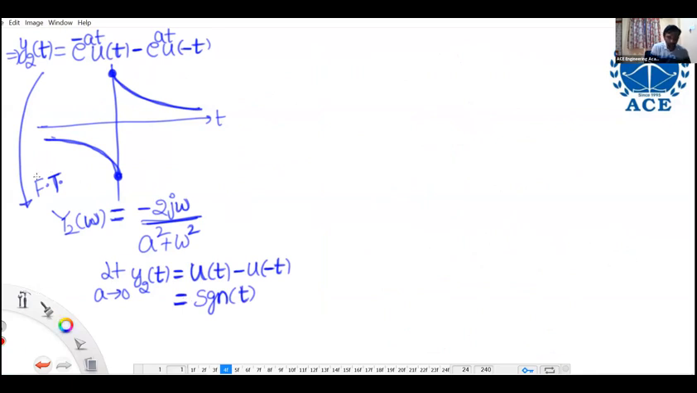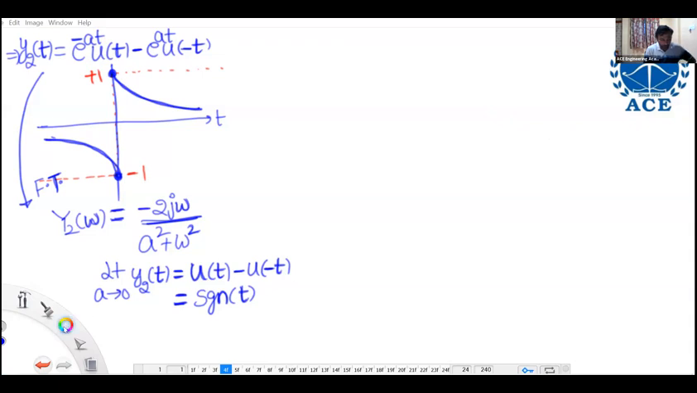So by substituting a equals 0, we converted this curvature to what? Constant amplitude of plus or minus 1. Originally they are curvatures. By substituting a equals 0, we converted the curvature to constant amplitude of plus or minus 1. So it is a signum function or not? It is a signum function. Now it is a signum function.